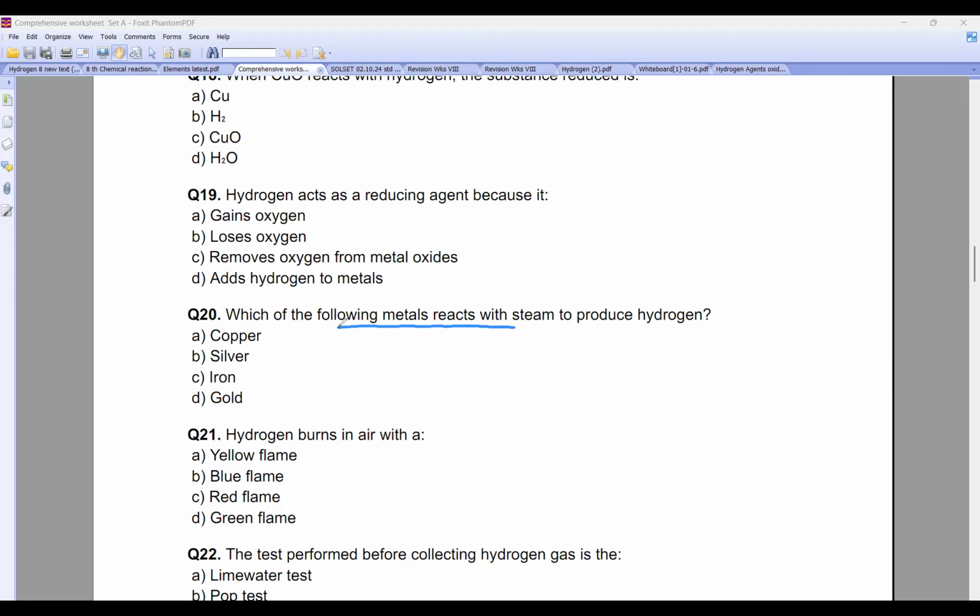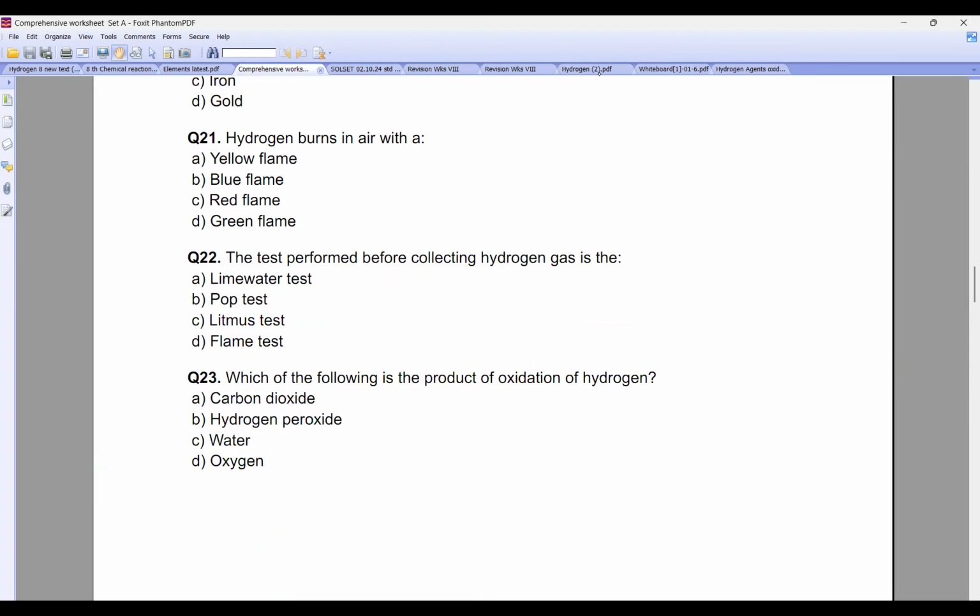Which of the following metals reacts with steam to produce hydrogen? Iron. Hydrogen burns in air with a blue flame. The last test performed before collecting hydrogen is the flame test. If we bring a flame to it and it burns with a pop sound, then it is hydrogen.